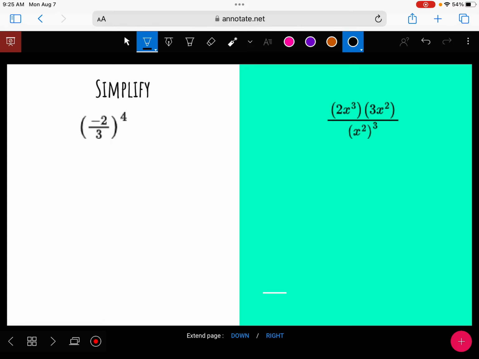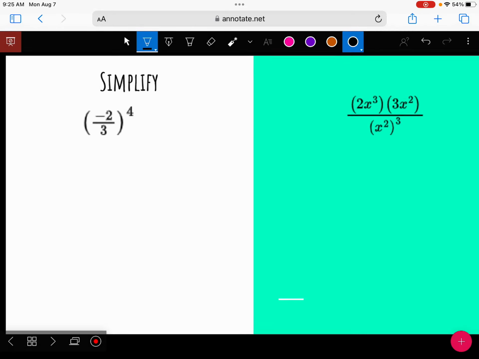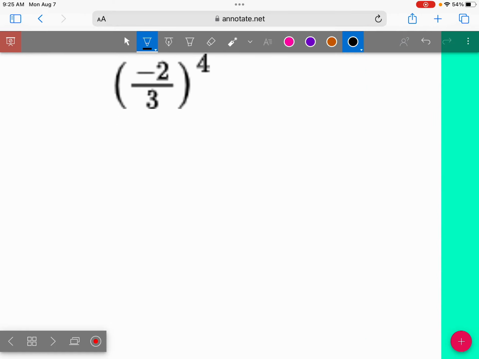So when we're looking to simplify, I'm going to change my thing so we can zoom it in on just the one of them. We're just going to do this one to start with. There we go. So this one only has one exponent law that we can use. We're going to use our power over the fraction thing. We're going to have our negative 2 to the 4th over 3 to the 4th.